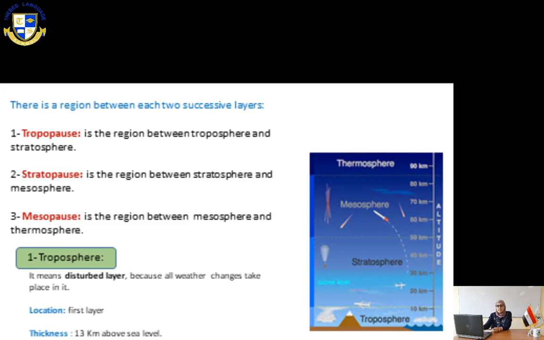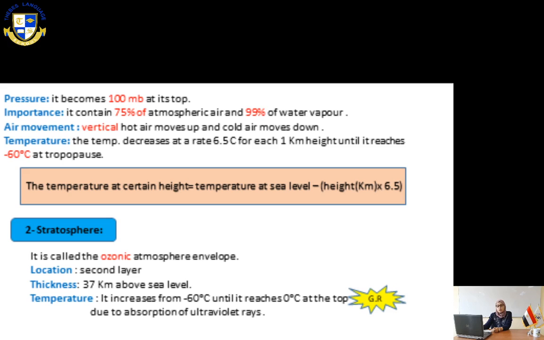It contains 75% of the atmospheric air and 99% water vapor. The air moves vertically. This means that the cold air moves downward and the hot air moves upward. And we said that the temperature is -60 degrees. The temperature at height equals the temperature at the sea level minus the height in kilometers multiplied by 6.5.